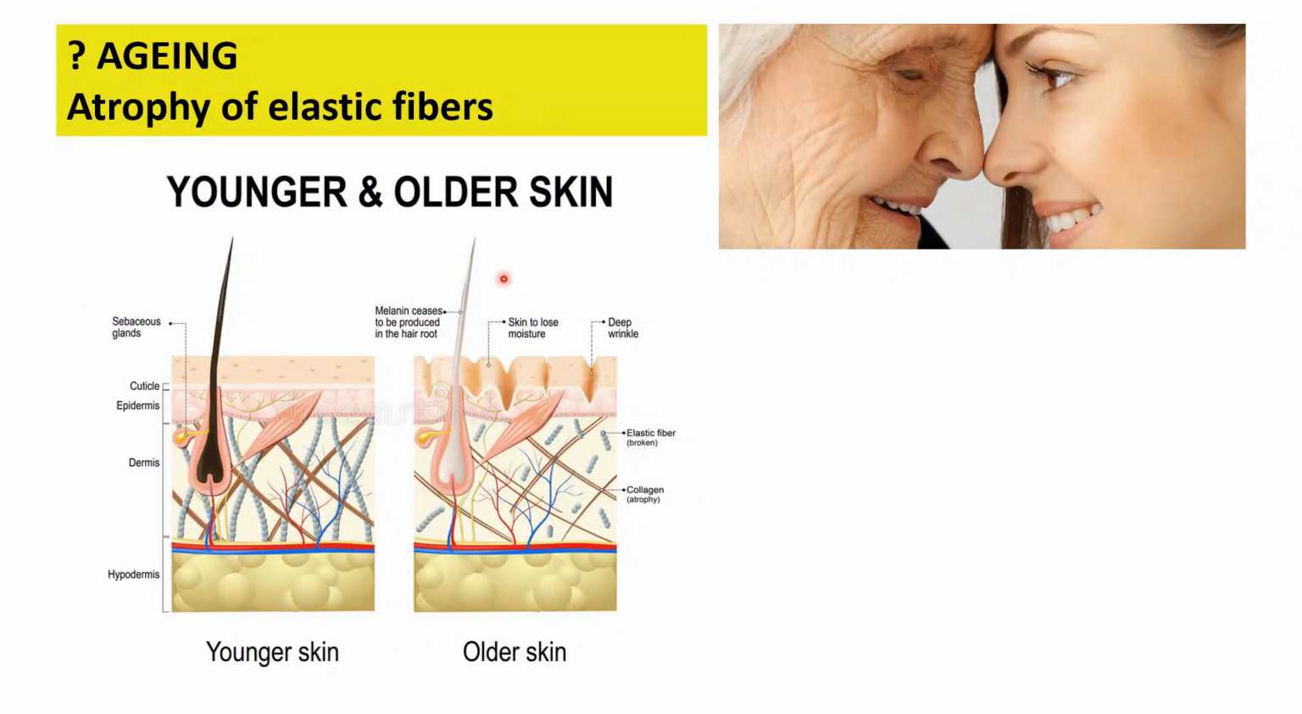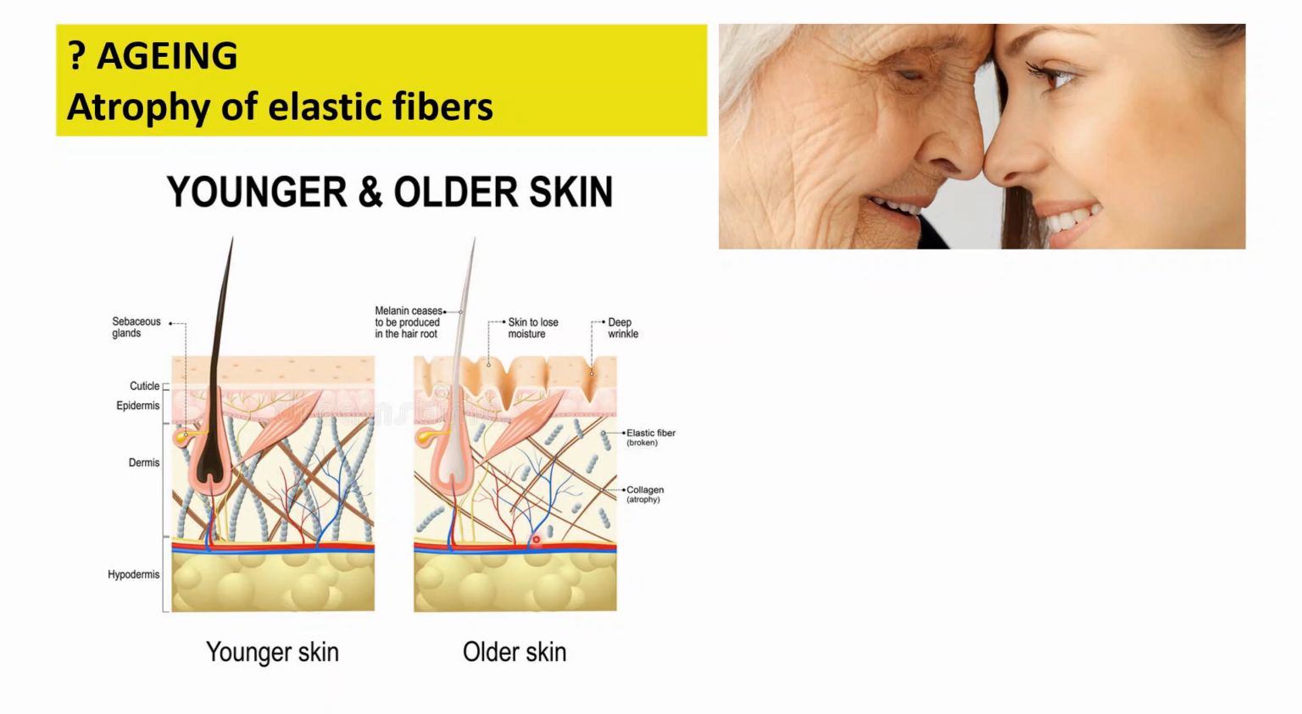So what is happening during aging? The skin texture of aged people will be different. There you can see wrinkles in the skin of aged people. This is because of the breakage and contraction of the collagen and elastic fibers of the dermis region.